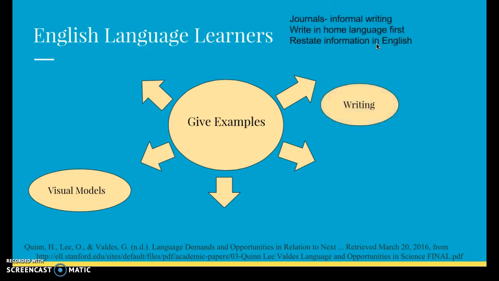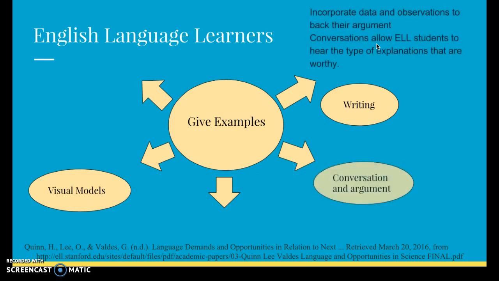When writing, give examples of what writing should look like in a journal. Journaling should be informal and done frequently. Early in the year, have ELL students write in their own language and then restate the information in English. ELL students should engage in argument from evidence. This language-rich activity incorporates data and observations to back their argument. When students engage in conversation, that allows ELL students to hear many examples of the work they are expected to produce.